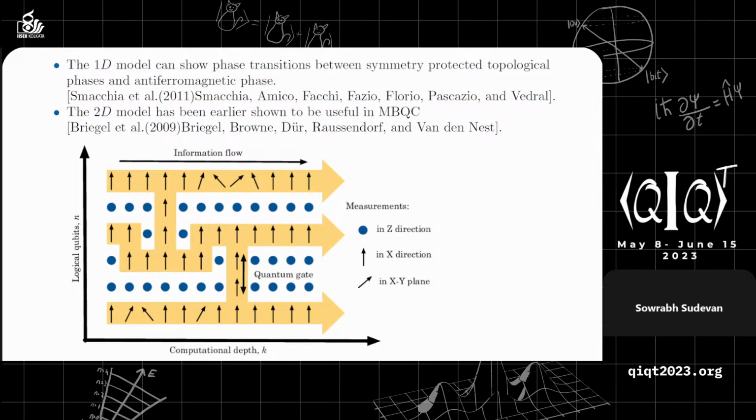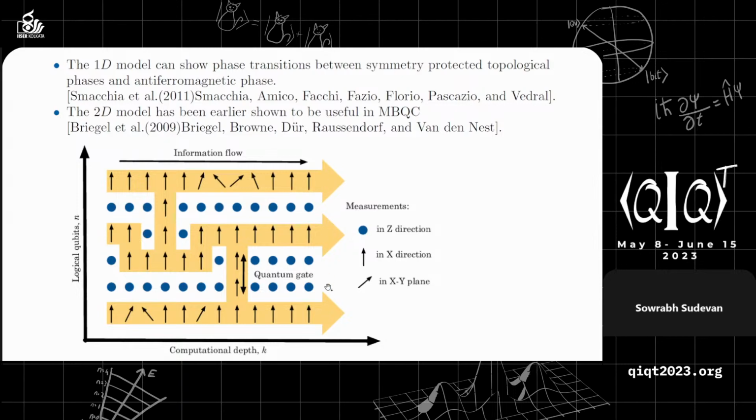And the 2D model has been shown to be useful in something called measurement-based quantum computing, where instead of passing qubits through quantum circuits where you apply all these logical gates and so on, you instead prepare a state and then you do a series of measurements in some direction, from left to right, let's say, and this is etching out whatever information you want onto that state. At the end, on the right side, you will get the result of the measurement.